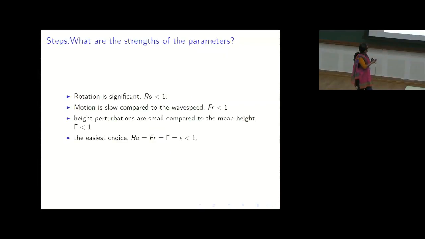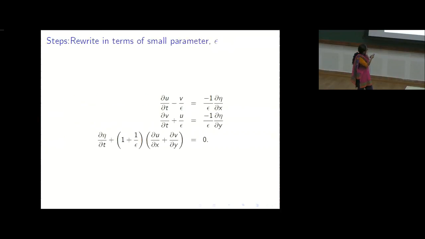Now, according to my assumptions, I want the rotation to be significant, so I choose the Rossby number to be less than 1, and I want the motion to be slow, so I put the Froude number to be less than 1. Height perturbations are also small, which means gamma is less than 1, and we take an easier choice, which is to put them all equal to a small epsilon, with epsilon less than 1. Now we rewrite this equation in terms of epsilon, like this.